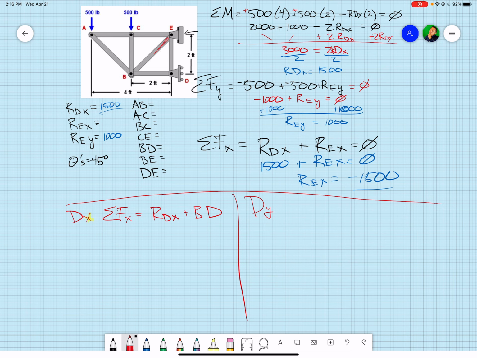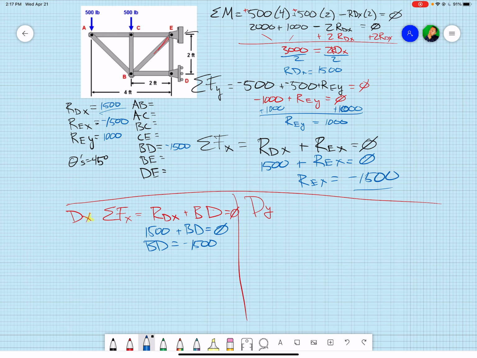And that adds up to 0. RDX is already given, which is 1,500. BD we don't know, and it adds up to 0. I should probably put REX as negative 1,500 in here. So BD is going to be a negative 1,500. Cool.